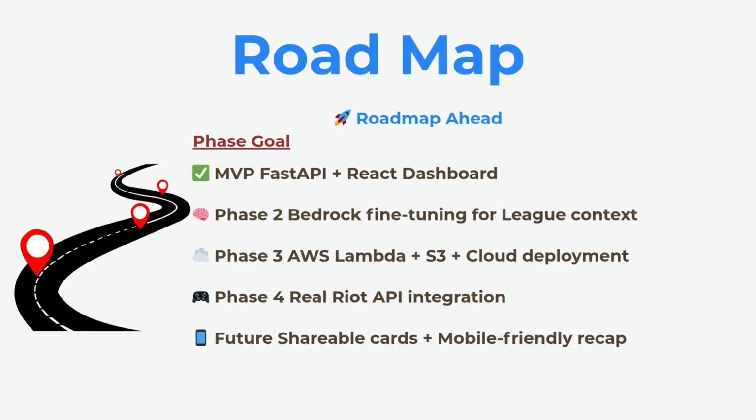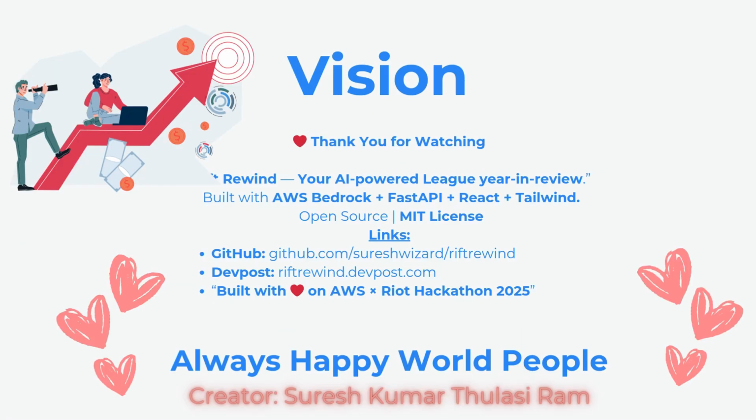Our roadmap is mapped out phase-wise. Right now we are in the MVP, the FastAPI React dashboard. Then phase 2 is Bedrock fine-tuning for League context, phase 3 is AWS Lambda and S3 cloud deployment, phase 4 React API.